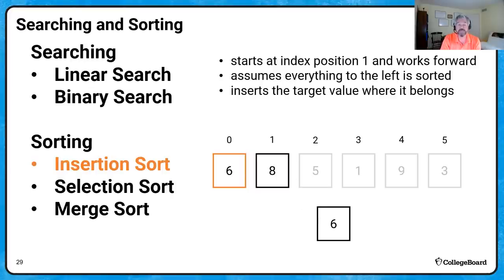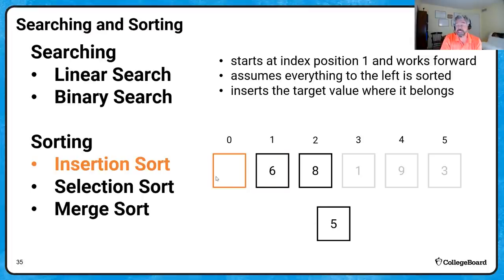So I'm going to copy six back to position zero. Then we're gonna slide up and look at index position two, and I'm gonna repeat the process. I'm gonna copy the value from position two down to a temporary holding variable. I'm gonna do a comparison and say, okay, well, five is less than eight, so eight has to shift up. Five is less than six, so the six has to shift up. And now I can insert five.